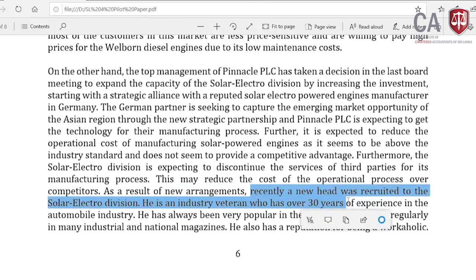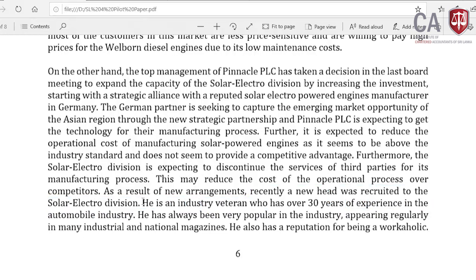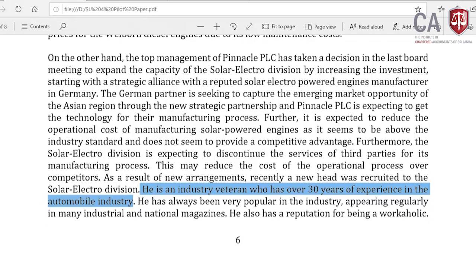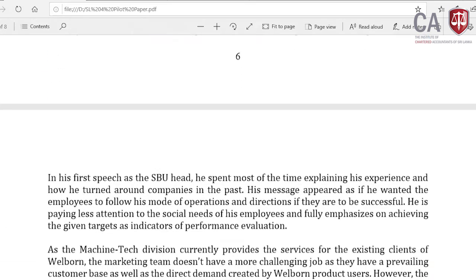He is an industry veteran who has over 30 years of experience in the automobile industry. He has always been very popular in the industry, appearing regularly in many national industry magazines. He also has a reputation for being a workaholic. In his first job as the SBU head, he spent most of the time explaining his experience and how he turned around companies in the past. His message appeared as if he wanted the employees to follow his mode of operation and direction if they are to be successful. He is paying less attention to the social needs of his employees and fully emphasized achieving the given targets as indicators of performance evaluation.